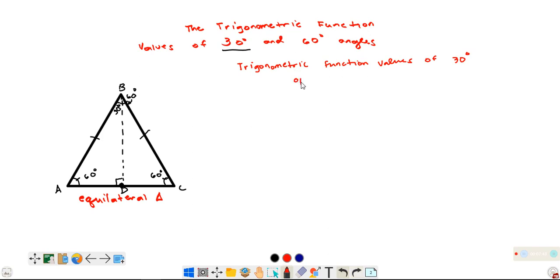the parts opposite, adjacent, at saka hypotenuse. So, hanapin natin yung tatlong measurement relative to 30 degrees. Ang kanyang, ito yung 30 natin ha, ang kanyang opposite is AD. Ang kanyang adjacent is AB. Ay, sorry. Ang kanyang adjacent ay AD.